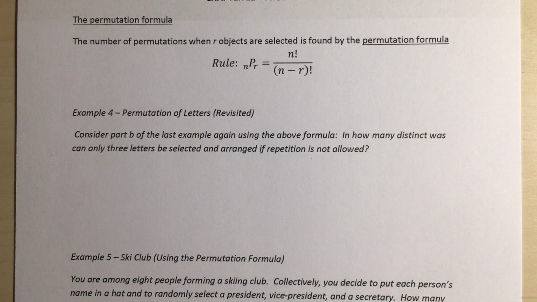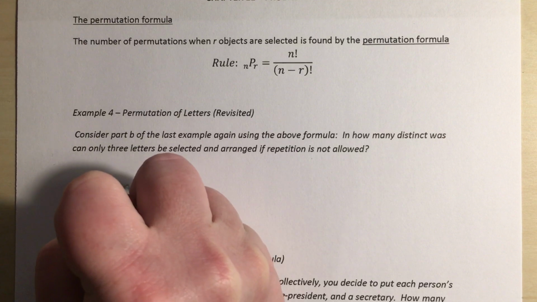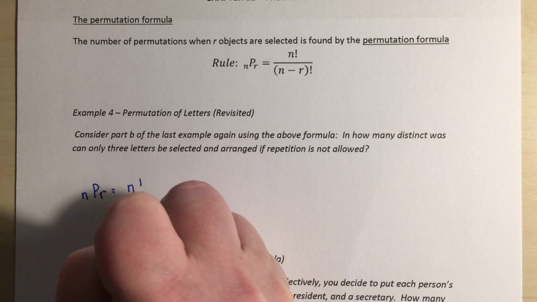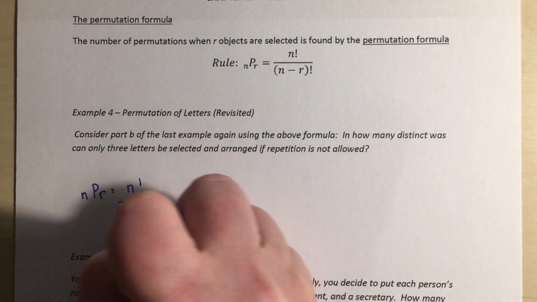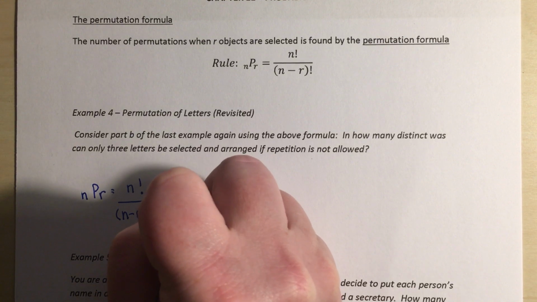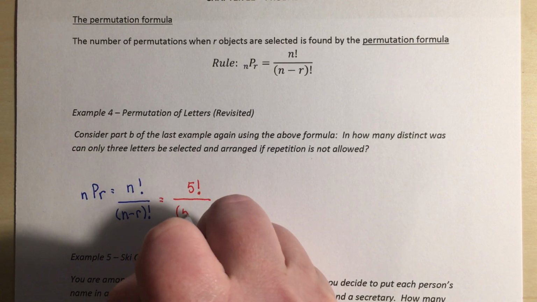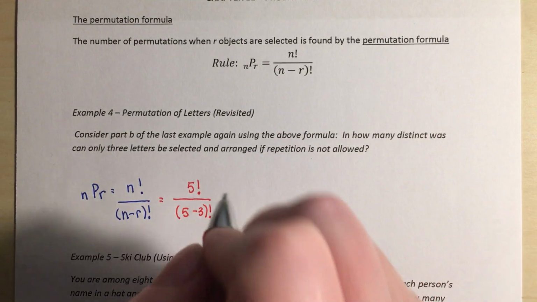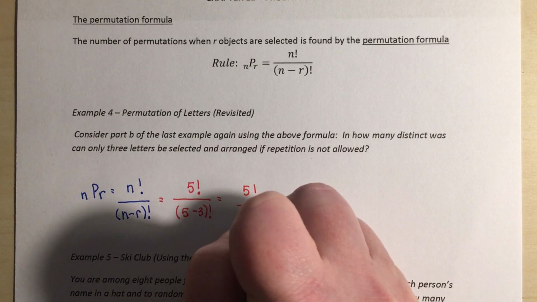So what we want to think about is using our formula, our nPr is n factorial over n minus r factorial. n is the number of items that we have. r is the number of items that we are selecting. So if we have 5 letters, that means our n factorial is going to be 5 factorial. Then in the bottom, we're going to take 5 minus 3, since we are choosing 3 letters. So this is going to give us 5 factorial over 2 factorial.